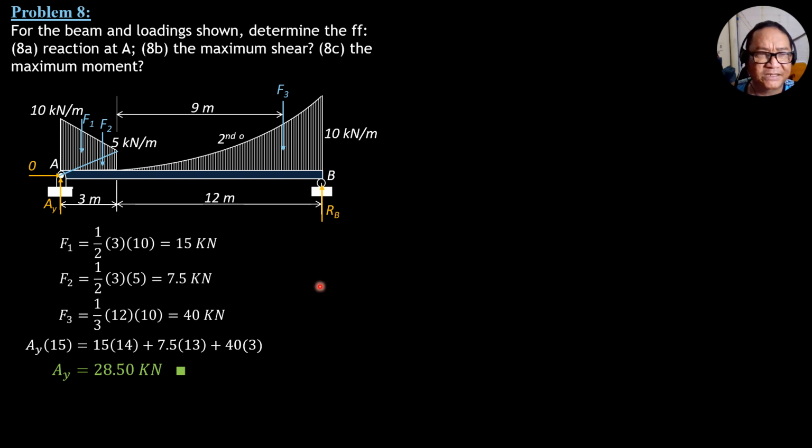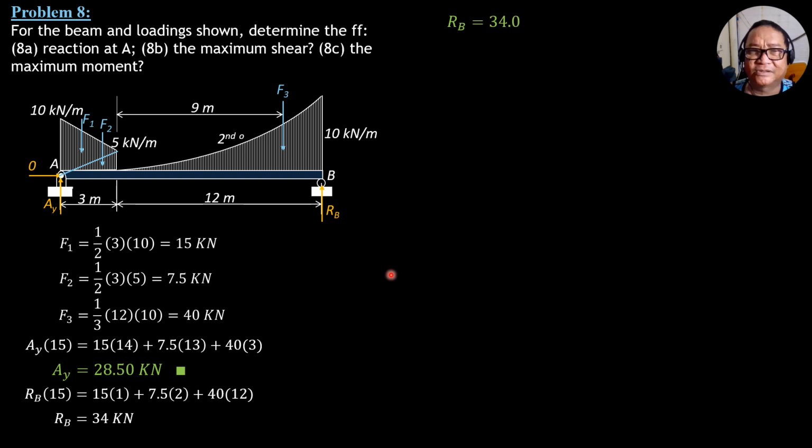Then for the maximum shear, because the beam is end supported, it is either AY or RB. So let's solve for RB by summing up moments about A. So RB times 15 equals 15 times 1 plus 7.5 times 2 plus F3, which is 40, and the distance is 9 plus 3, so 12. So R sub B is equal to 34 kilonewtons, and since this is greater than AY, this is the maximum shear, 34 kilonewtons.